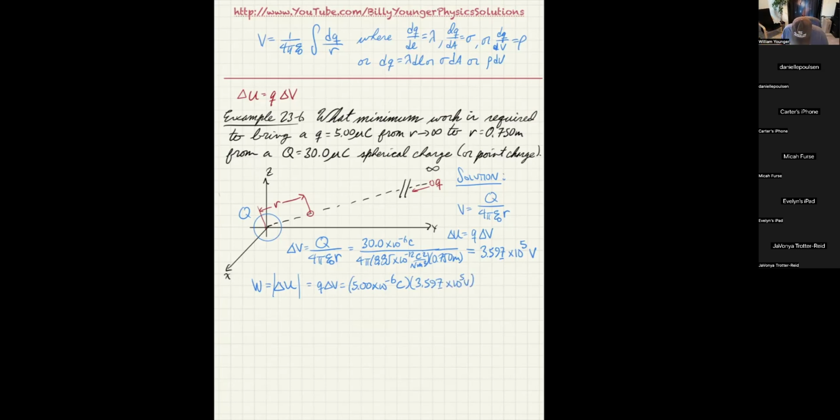And remember, a volt is a joule per coulomb. So when I multiply that by the coulomb, I just get joules. So I'm taking my answer for the voltage and I'm multiplying it by 5 times 10 to the negative 6. And that gives me 1.799 joules. Whoa.